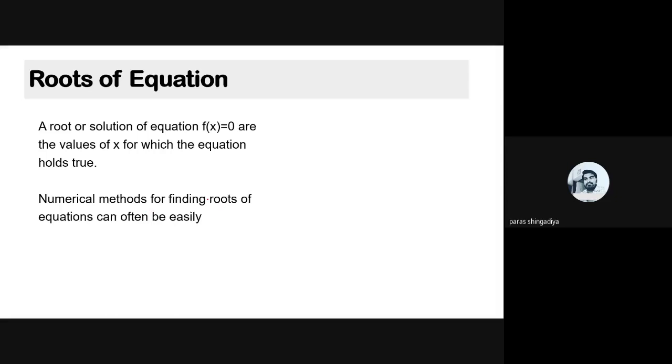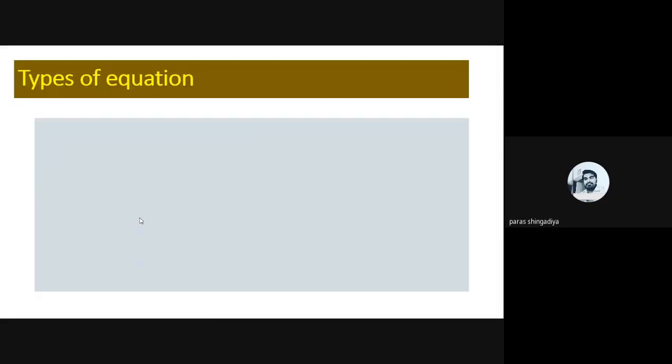And numerical methods for finding the roots of equations can often easily be programmed. Okay, we can use them to solve any type of equation, and we can derive an approximate answer by using the numerical analysis method.